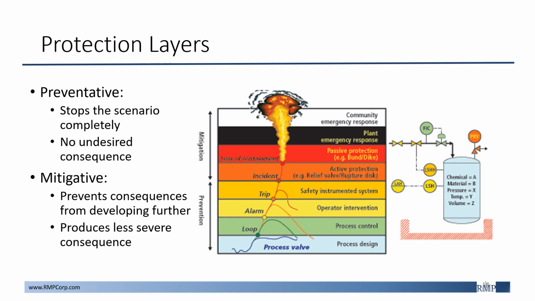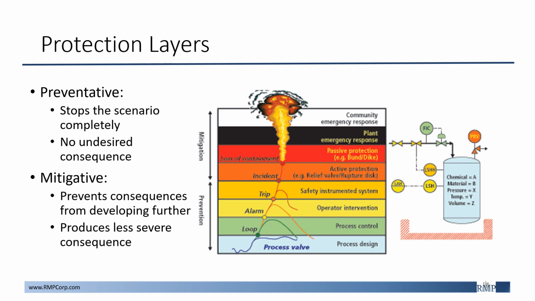The image on the right highlights the different examples of protection layers. These protection layers are divided into two major categories, one being prevention, the other being mitigation. Our preventative protection layers will stop this scenario completely, or they will prevent an undesired consequence from developing.